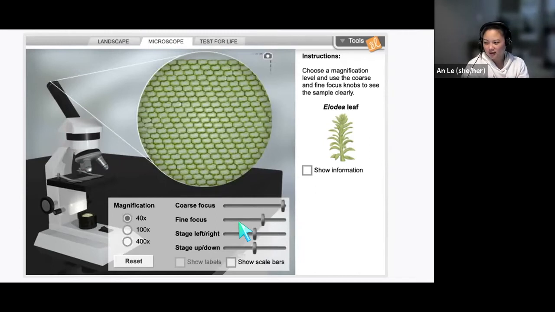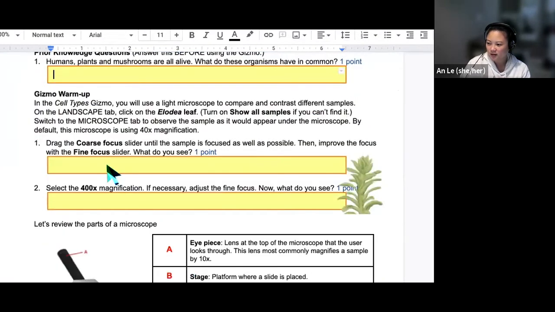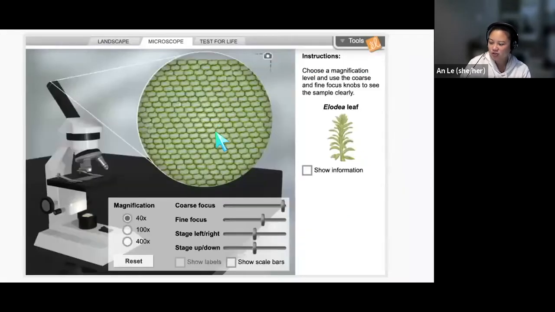Okay. So how would you describe this? This is warm up number one. What does that look like to you? How would you describe what you're seeing here? And type in the chat if you'd like to share. What are we looking at? How would you describe it? What's the shape? What's the color? What's the pattern?